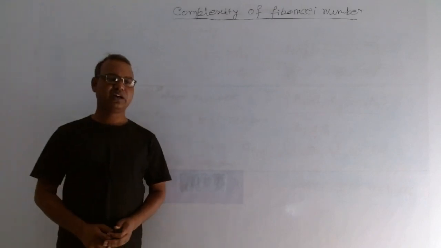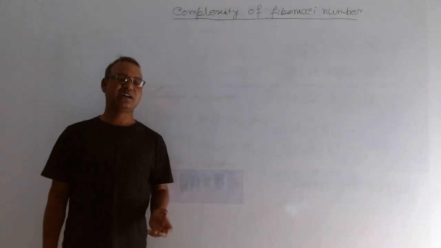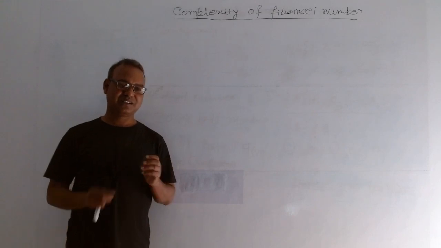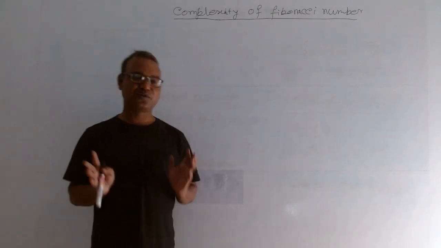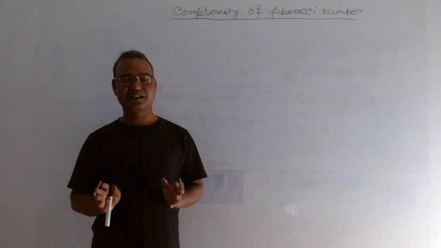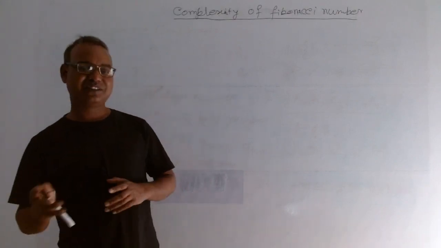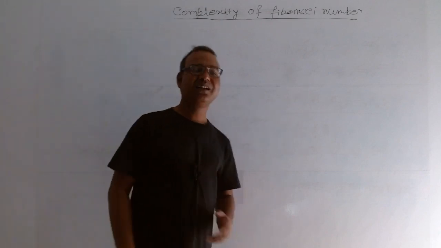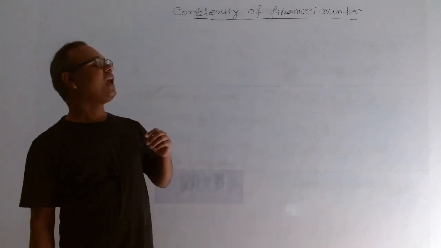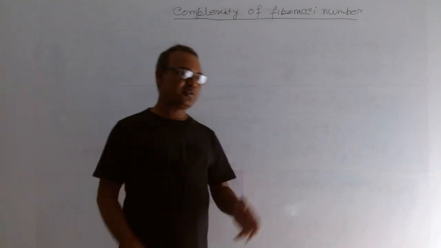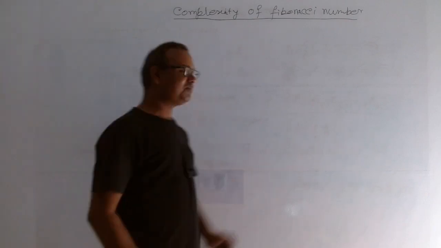Okay, so in this lecture, I will give you a more detailed explanation of complexity, and I have taken an example of Fibonacci numbers. Fibonacci, or Fibonacci, someone pronounces it like that. I guess all of you already know what Fibonacci numbers are.